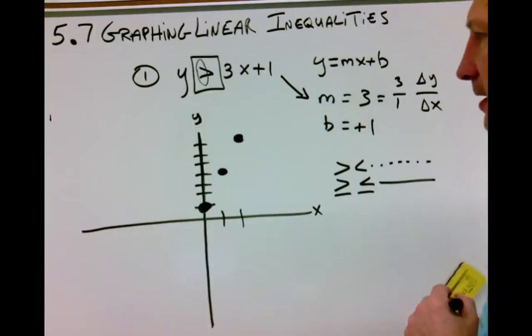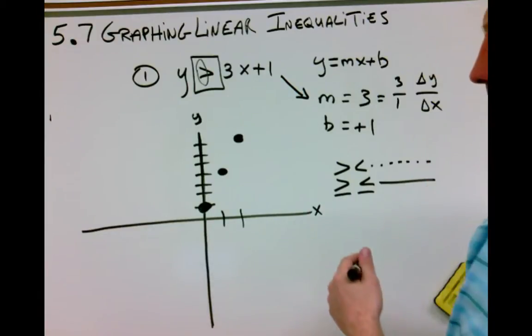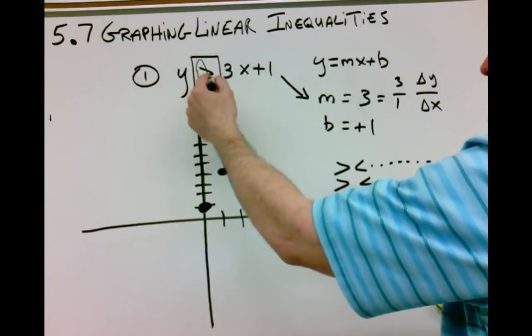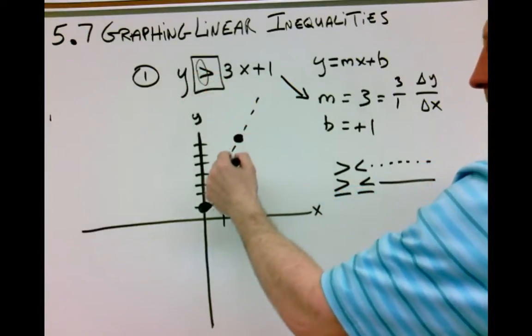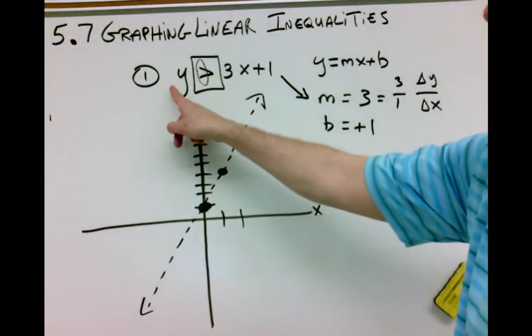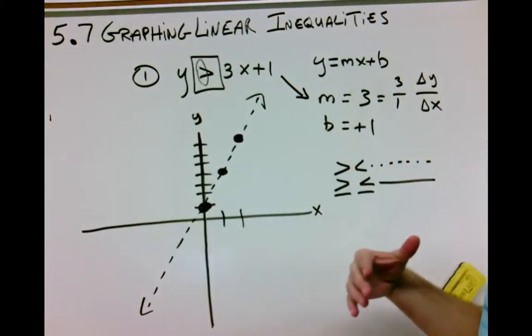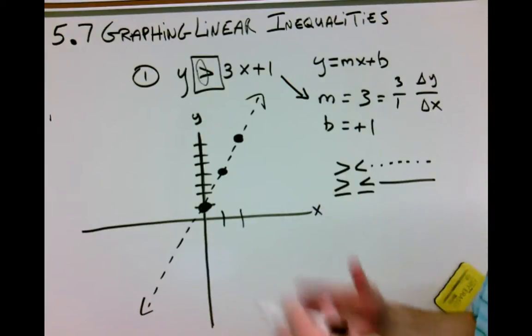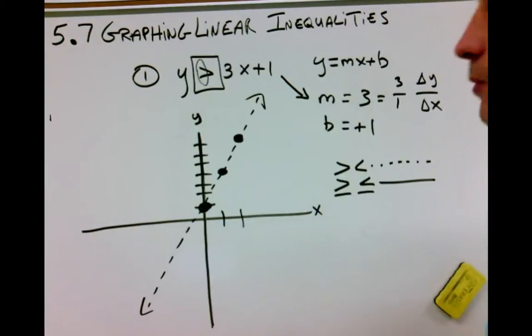And then from there, I can shade left or top or bottom. So from here, I know that I'm not going to have a solid line. It's going to be dotted. So I make my dotted line. And then if it says y is greater than, that means where are the higher, or greater than, or more positive y values.